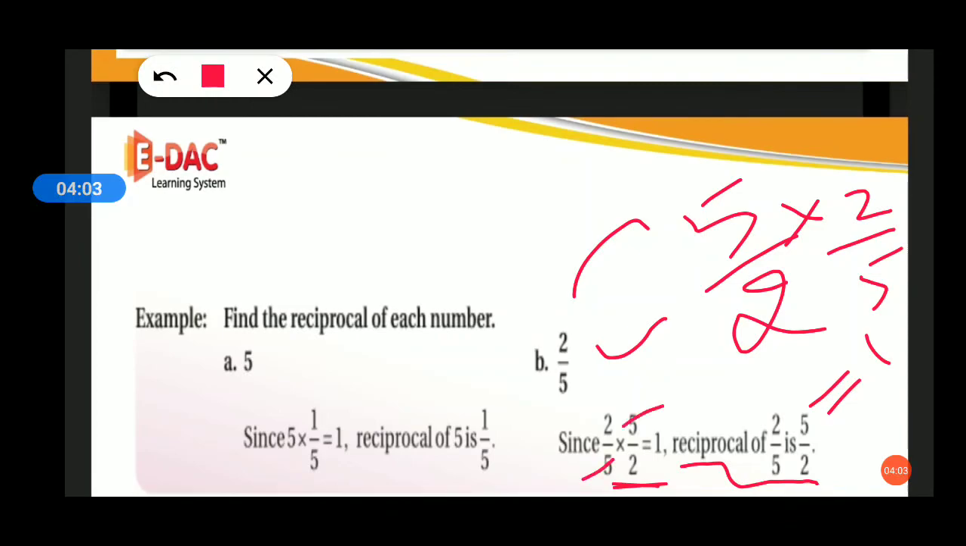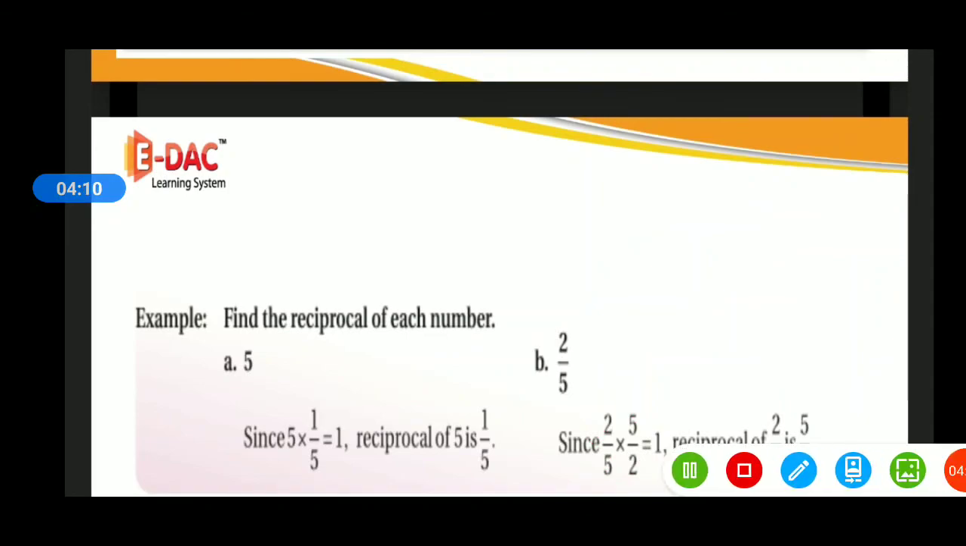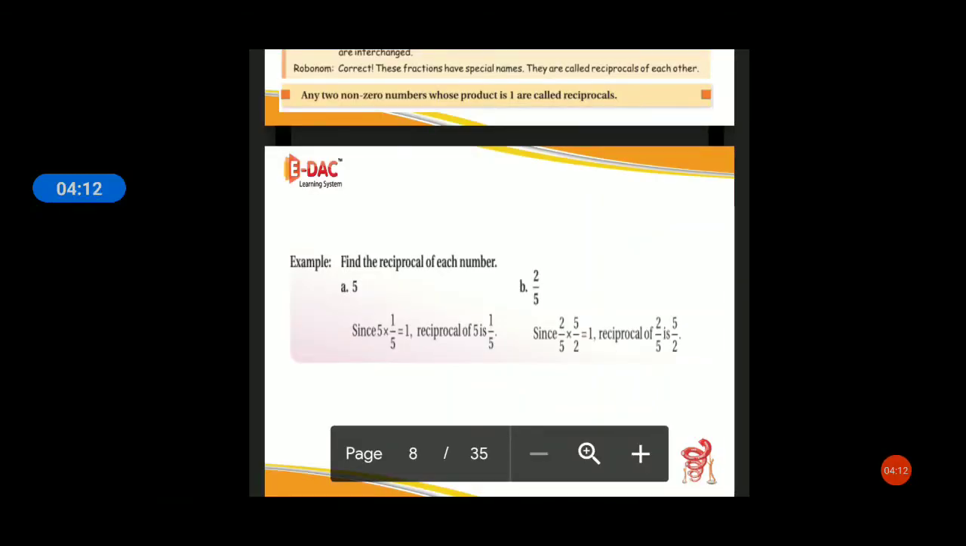Because this 5 will be cancelled, the 2s will be cancelled. So the answer will be 1. Understood, students? Now we will continue with the division.